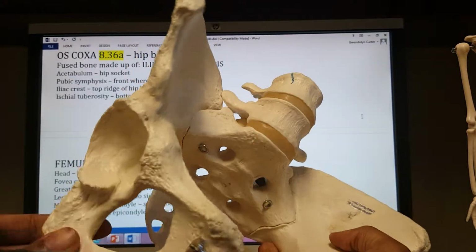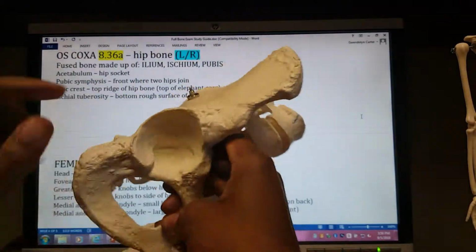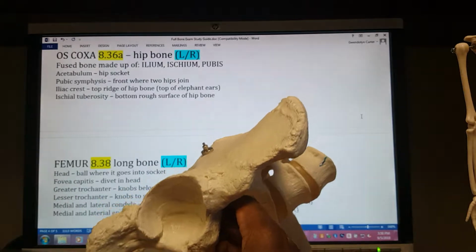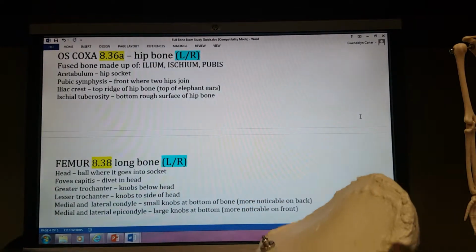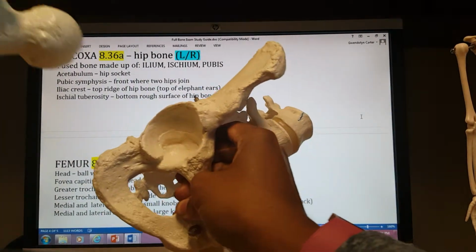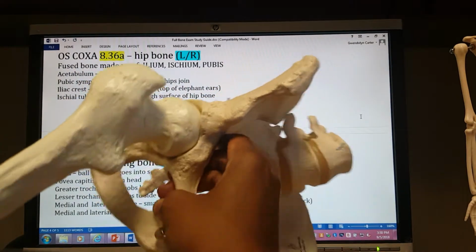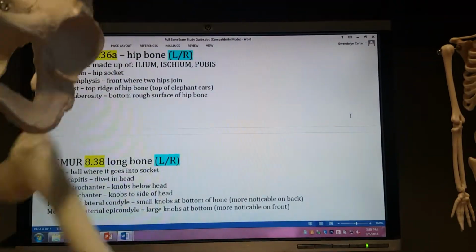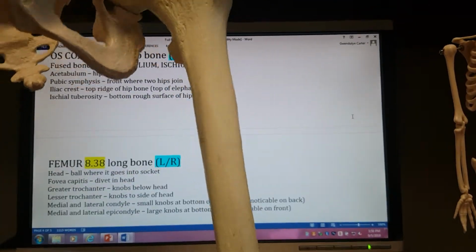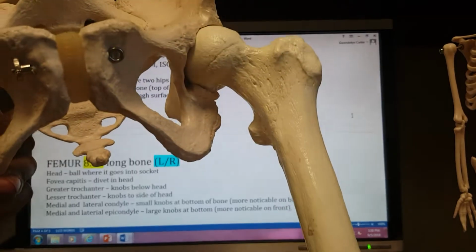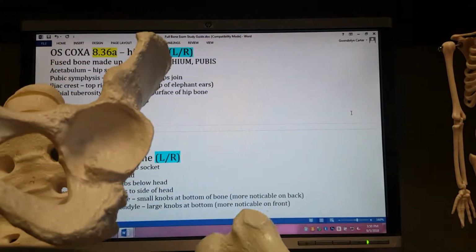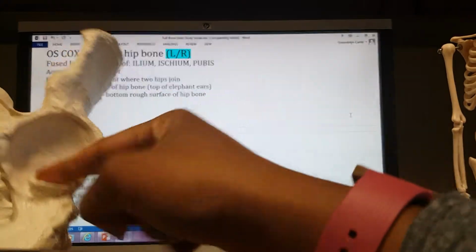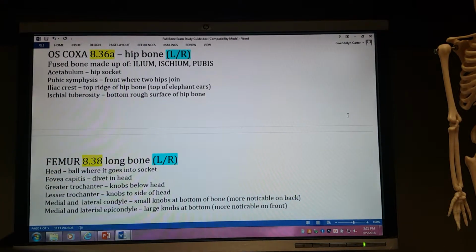Other features on your os coxa is your acetabulum. So that's your hip socket bone here, where your femur will articulate or make a joint with your hips there. That's actually backwards. Oops. Let's try this again. It's actually on this side. Okay, so femur makes your articulation or joint at that acetabulum. So that's this circular portion here.